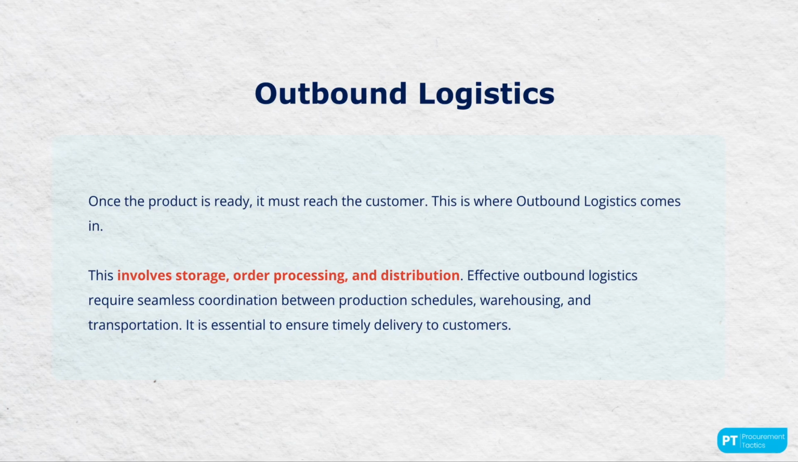Once the product is ready, it must reach its customer. This is where outbound logistics come in. This involves storage, order processing, and distribution. Effective outbound logistics requires seamless coordination between production schedules, warehousing, and transportation. It is essential to ensure timely delivery to customers.